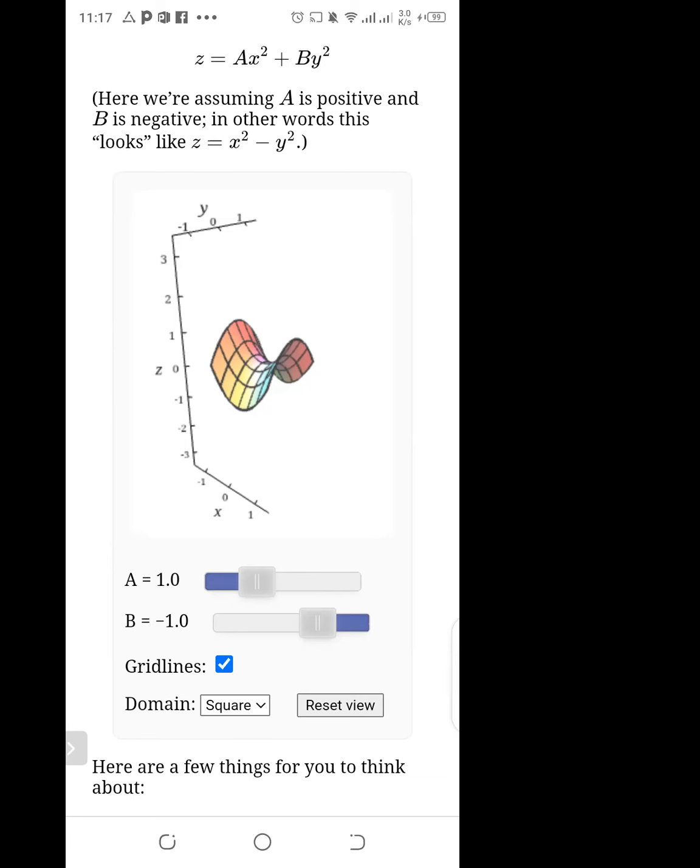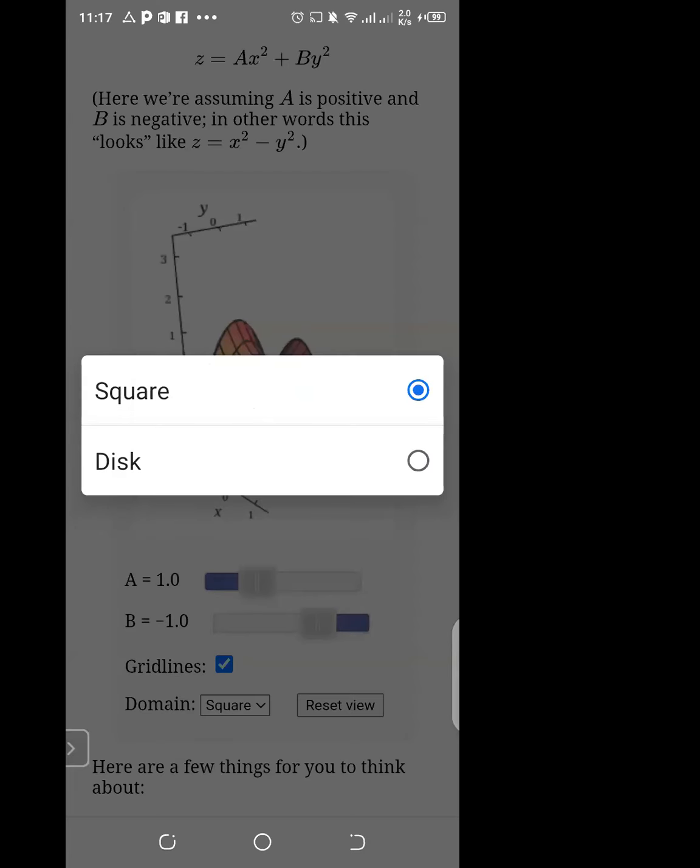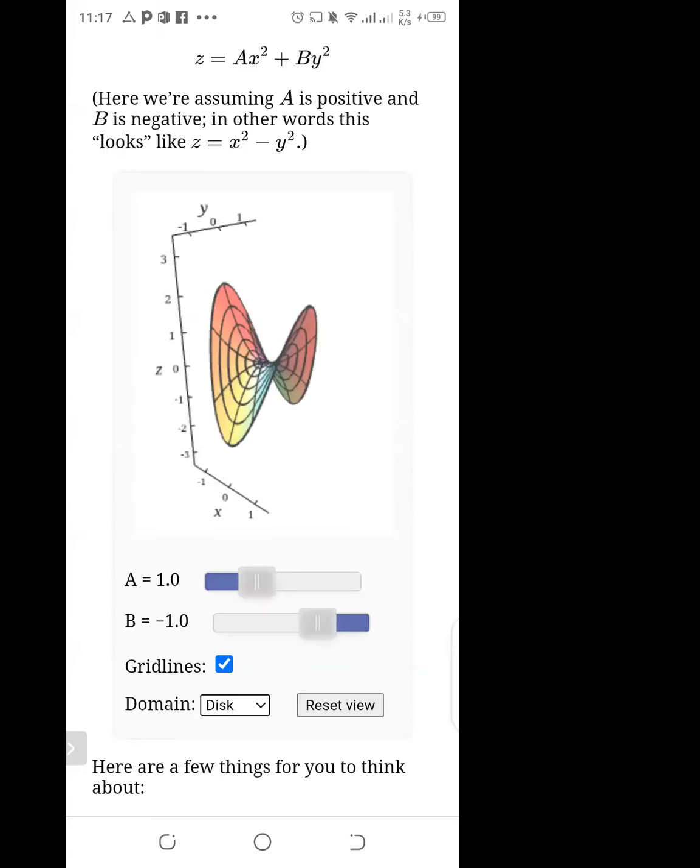So that's the view when you get your domain to be a square. By domain, I mean the square of inputs. When you get your domain to be a circle or a disk, this is how it will look. So the domain, meaning your inputs, are coming from all the points within a circle.